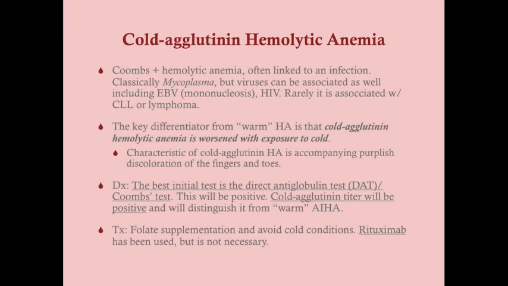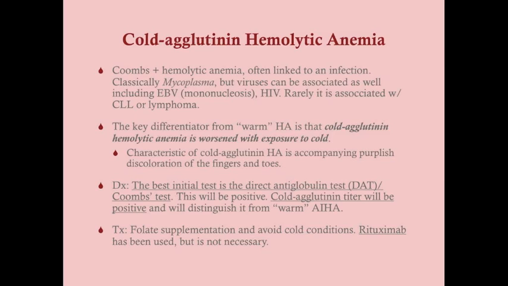The key differentiator, though, from the warm hemolytic anemia that we just talked about is that the cold-agglutinin hemolytic anemia that we're talking about here is worsened with exposure to cold, and a lot of times that's going to be present on the patient's history. Furthermore, where are the cold parts of your body? If you even feel your body, you'll know that the coldest part of your body are your fingers and your toes, because it's most distal from your heart. So patients with cold-agglutinin hemolytic anemia oftentimes come in with this accompanying purplish discoloration of their fingers and toes, a lot of times after they get in from cold weather.